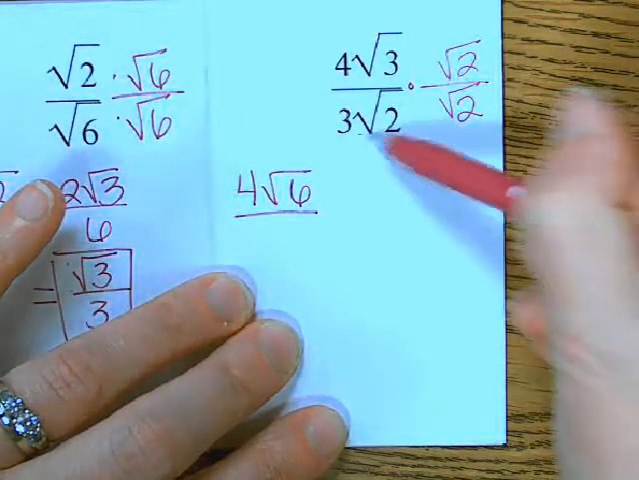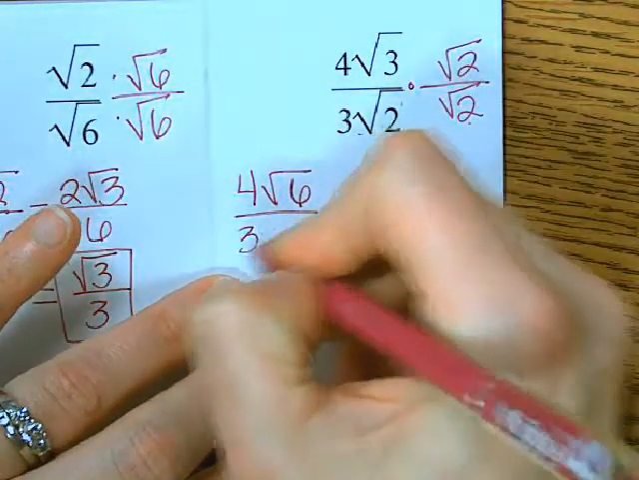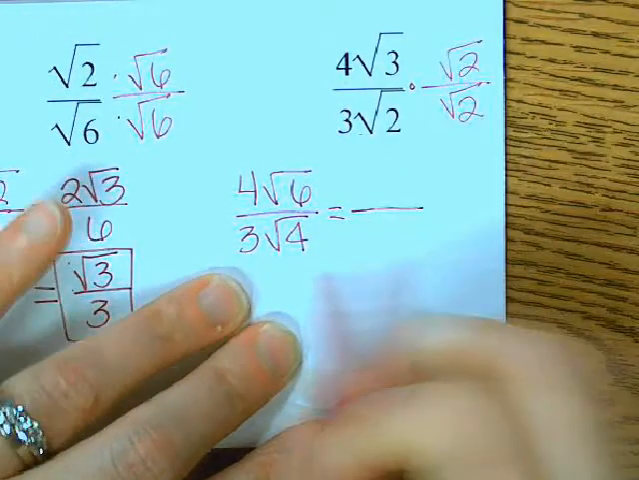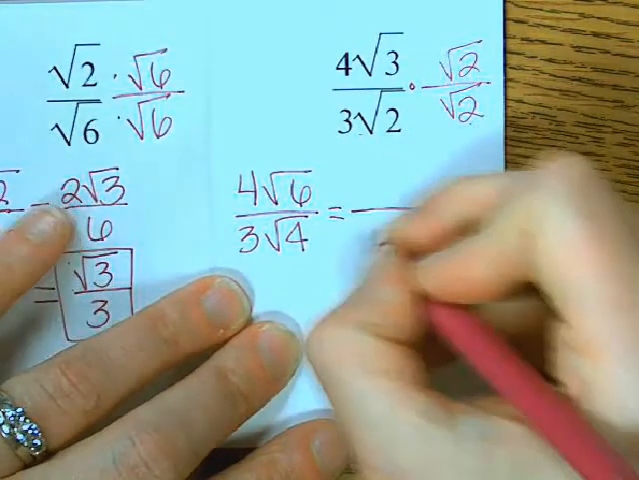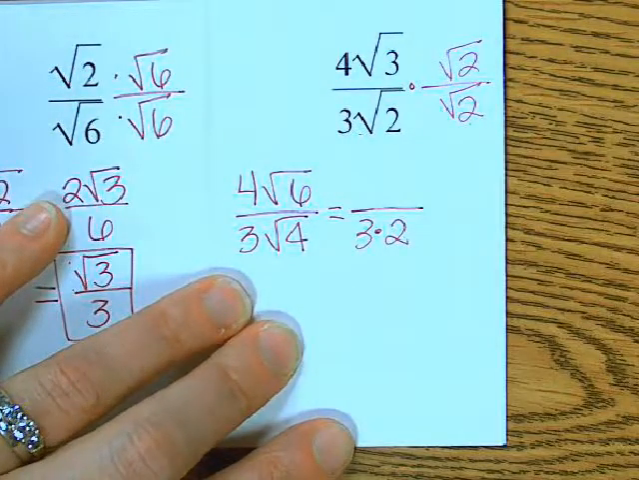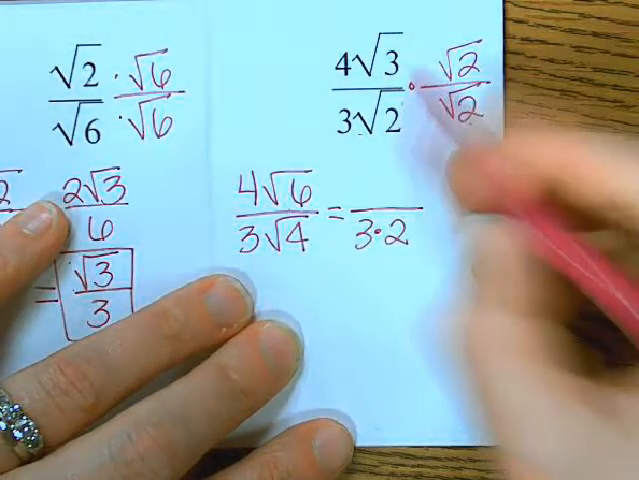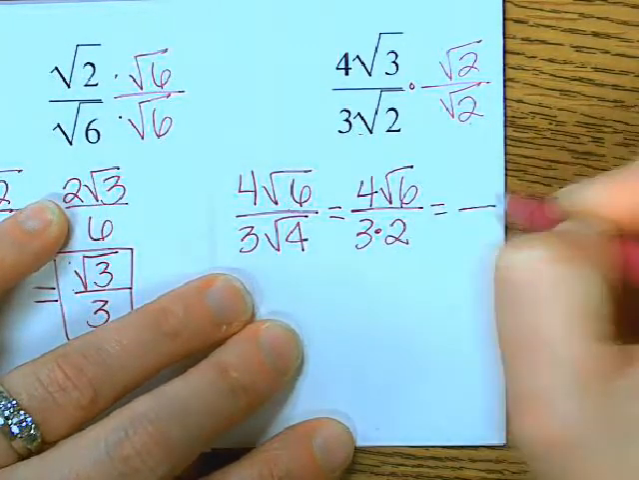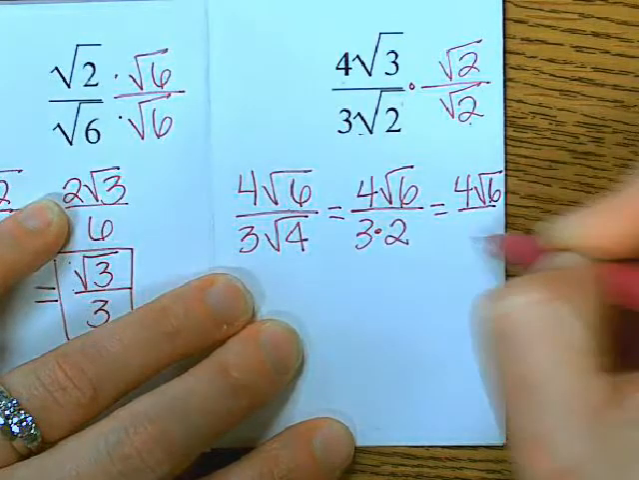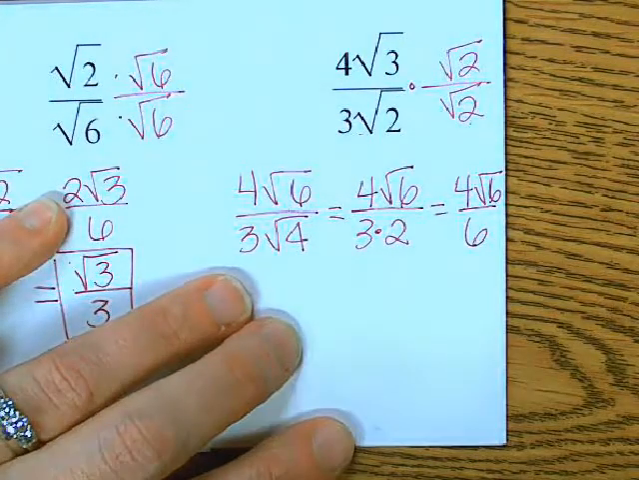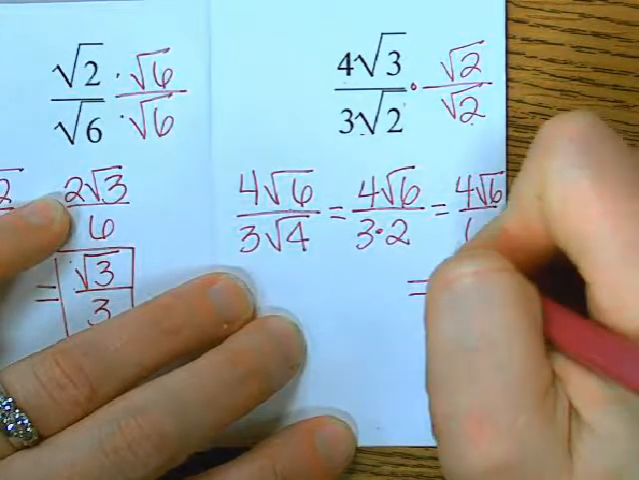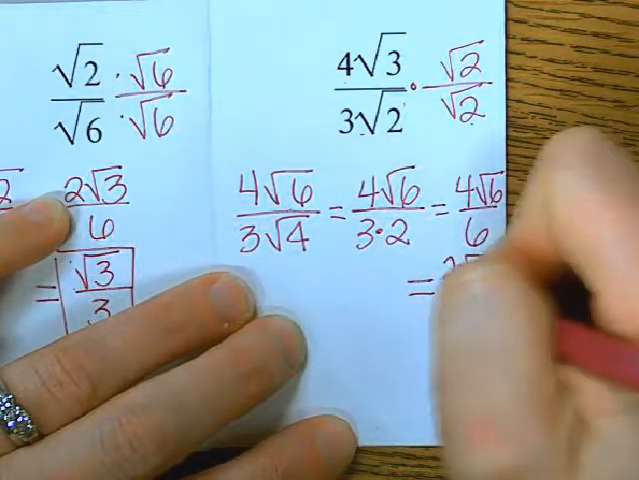And on bottom, 3 square root of 2 times the square root of 2 is 3 square root of 4. Okay, 3 square root of 4, well 4 is a square number, so this is just 3 times 2. And on top, square root of 6 is simplified, so this is 4 square root of 6 still. 3 times 2 is 6, so it's 4 square root of 6 over 6. Now, 4 and 6 are both even, so I can divide by 2. So this is 2 square root of 6 over 3.